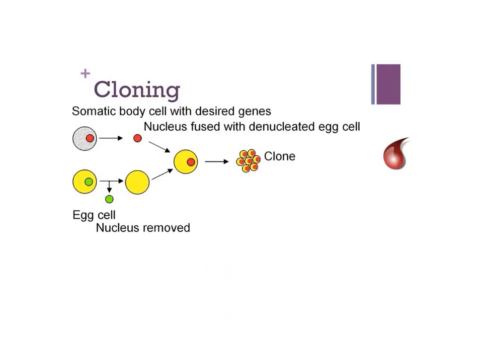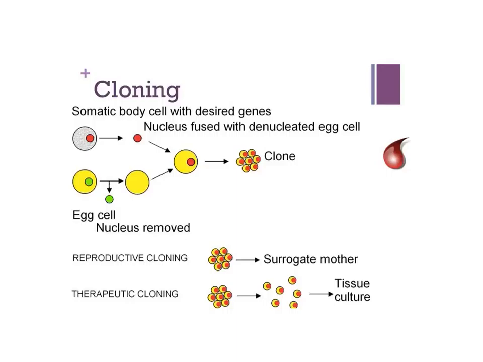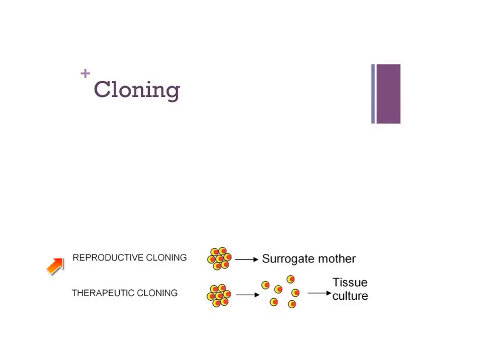So let's review. We first have to obtain an egg cell and remove its nucleus. Next, we take a somatic cell or a body cell and transfer that nucleus into the enucleated egg. We then clone these cells with the new DNA. Once that single cell has turned into many cells, we have 2 options. These 2 options are called reproductive cloning and therapeutic cloning.